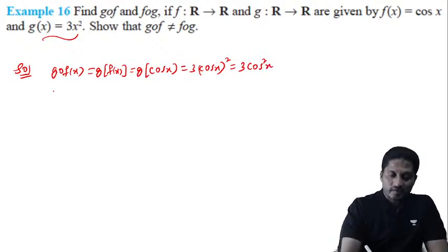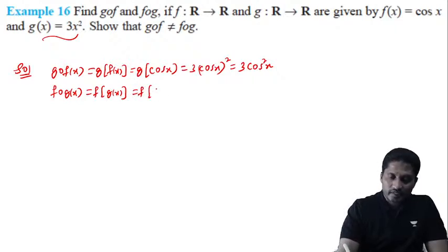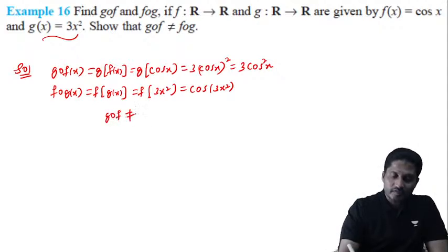Okay, and then f circle g of x. F circle g of x is equal to f of g of x, right? G of x is equal to 3x square. F of 3x square will be equal to cos of 3x square. Right, both are different, right? G circle f is not equal to f circle g. Both are different. So same logic, guys.